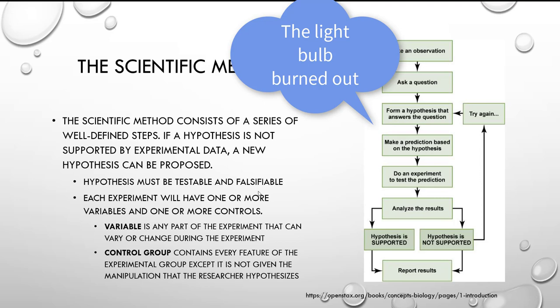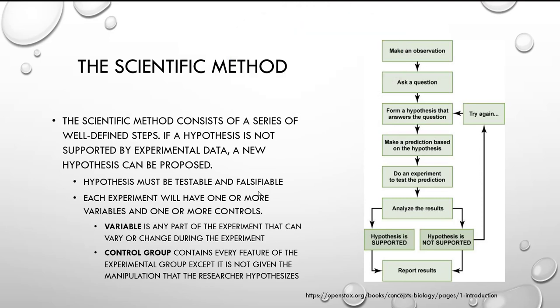So this hypothesis that the light bulb is burned out is not only testable, but it's falsifiable. Your hypothesis has to be testable, meaning we can actually perform an experiment, and falsifiable, meaning that if I perform an experiment and the light still doesn't work, then it could be something else. All right, so that's our hypothesis to answer the question: the light bulb burned out.